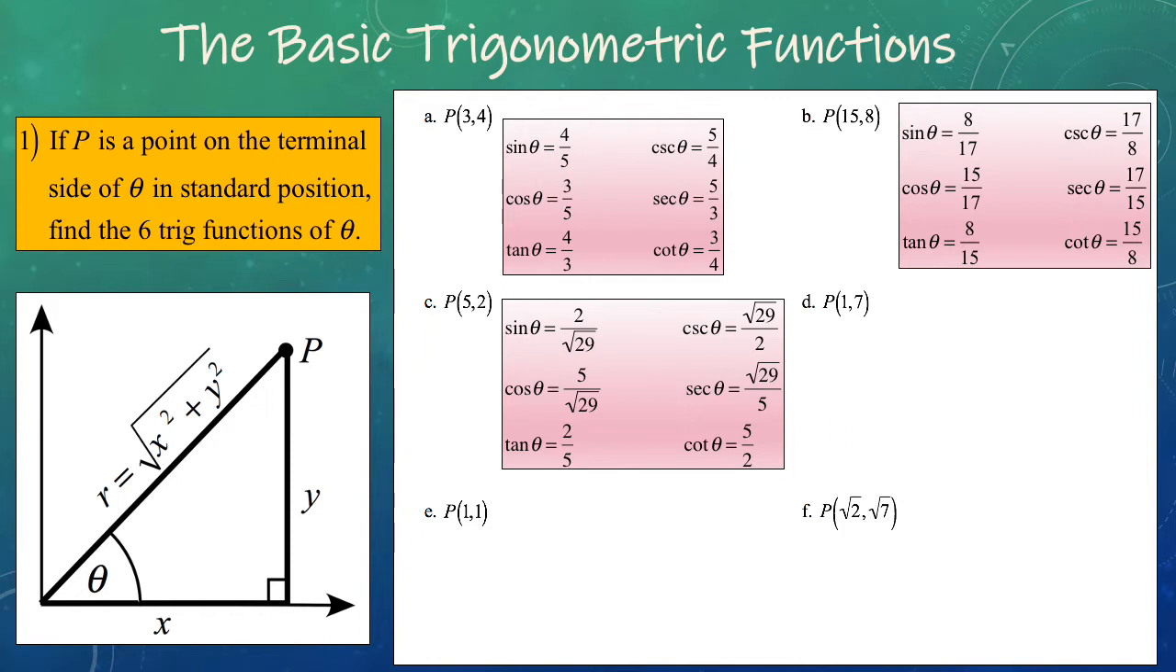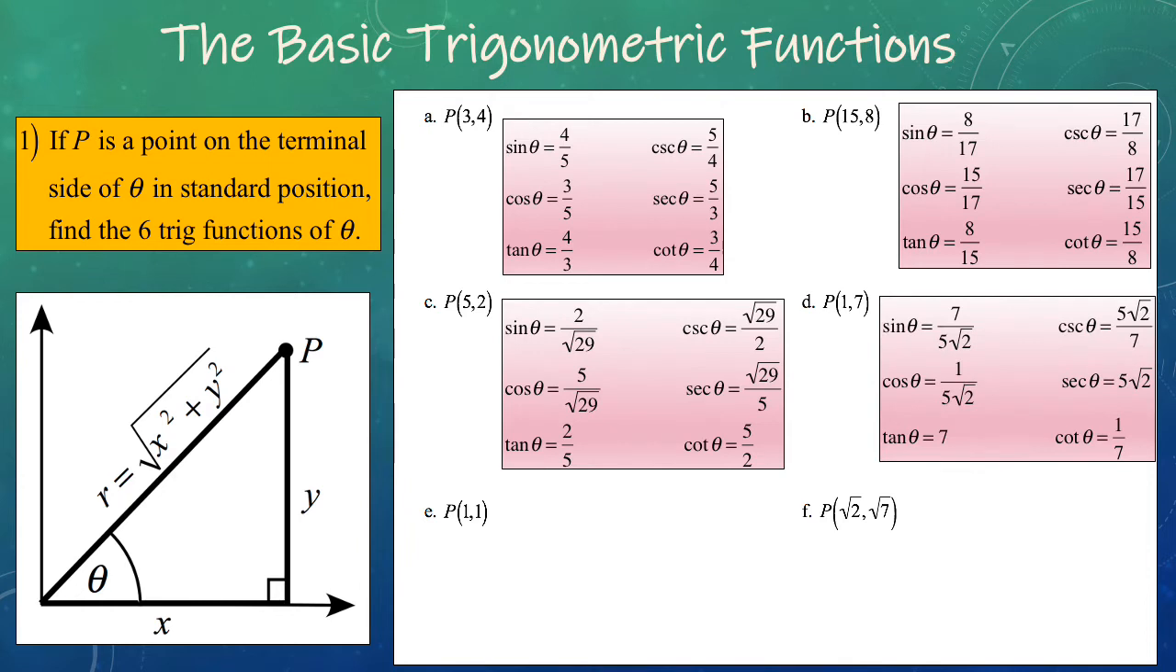So cosine theta is x over r, 5 over the square root of 29, and tangent theta is 2/5. Cosecant theta is the square root of 29 over 2. Secant theta is square root of 29 over 5, and therefore cotangent theta is 5/2.